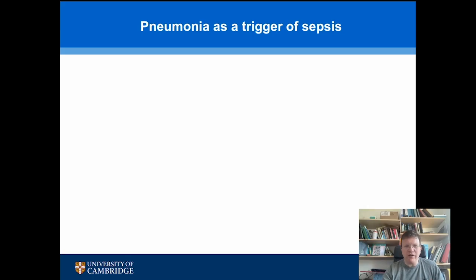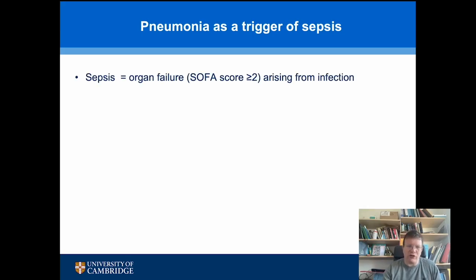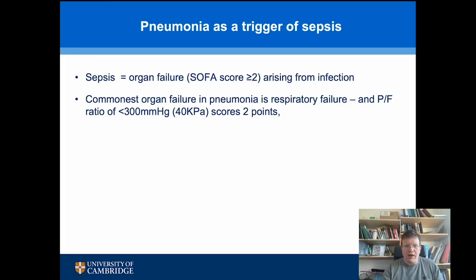When considering pneumonia as a trigger for sepsis, it's worth remembering how sepsis is defined. So, of course, as I'm sure you are aware, sepsis is organ failure arising from infection, and we define organ failure by a SOFA score of greater than or equal to 2. And unsurprisingly, given the site of infection, the commonest organ failure in pneumonia is respiratory failure. Remember that a PF ratio of less than 300 millimeters of mercury or 40 kilopascals will give you a score of 2 points, organ failure by our sepsis definition.